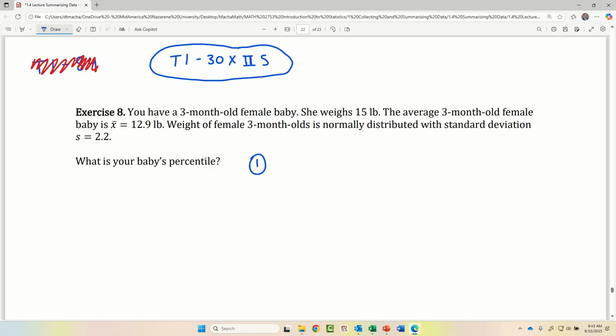In this question, when we're asking for a percentile, the first step is to calculate the z-score. Calculating the z-score means I take the measurement minus the mean, divided by the standard deviation, because the z-score is telling us how many standard deviations we are away from the mean. So we do something like this: 15 minus 12.9 is 2.1, and then I believe this rounds to 0.95.